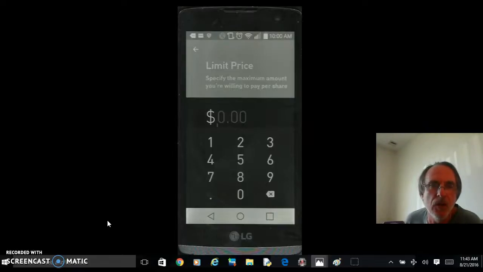So in the last example, the stock was $2.08. What I might do is put in a limit price of, say, $2.10. Then I will buy the stock as long as it's $2.10 or lower, and thus protect myself from a big gap up and paying way more for the stock than I anticipated.